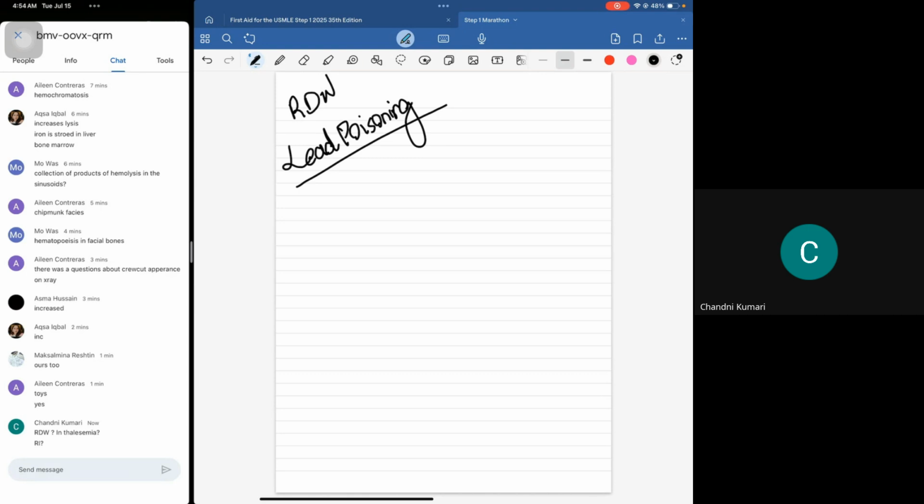We have little time left, so I won't go into the detail of lead poisoning today. I'm going to do it tomorrow because that's a very important topic, and I think we should do it separately. So we're going to do lead poisoning tomorrow. I think we'll stop here today. This is thalassemia and iron deficiency anemia.